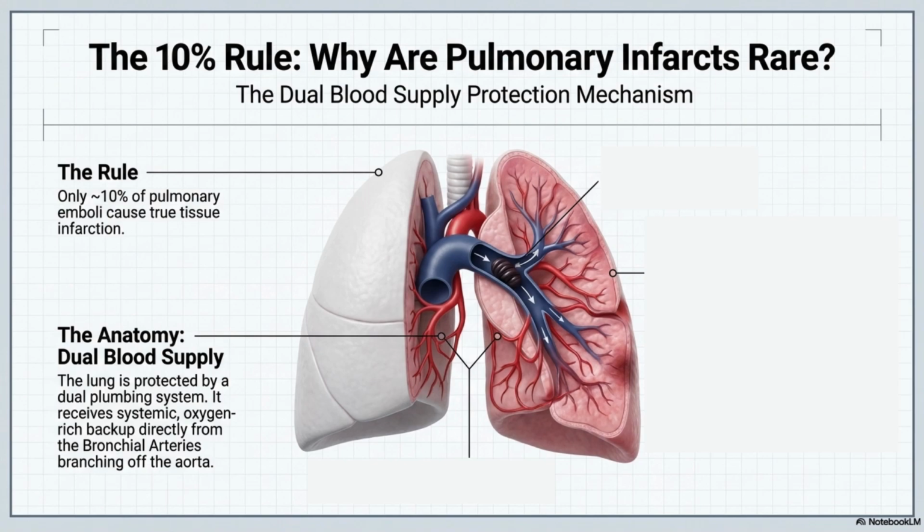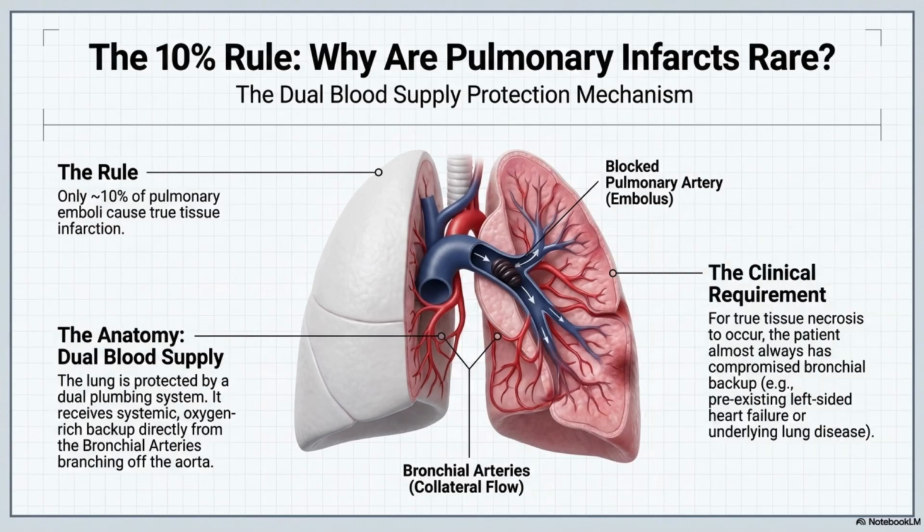The lung is protected by a dual plumbing system. Even with a blocked pulmonary artery from an embolus, the lung receives systemic oxygen-rich backup directly from the bronchial arteries branching off the aorta, providing collateral flow. Therefore, the clinical requirement for true tissue necrosis to occur is that the patient almost always has compromised bronchial backup, for example, a pre-existing left-sided heart failure or underlying lung disease.